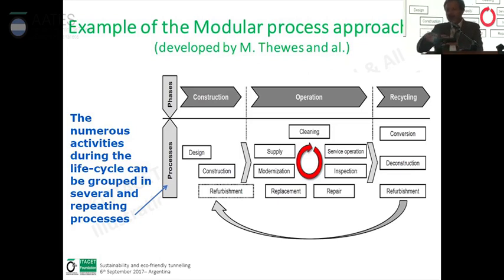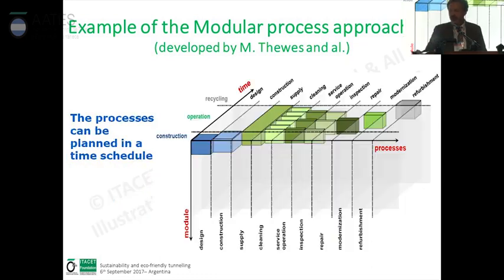All these tasks are called processes, and we can imagine all the processes that will be needed. The work of the modular process approach is to identify all these processes. On this scheme, for example, you can see the time in red on one axis, and all the processes.